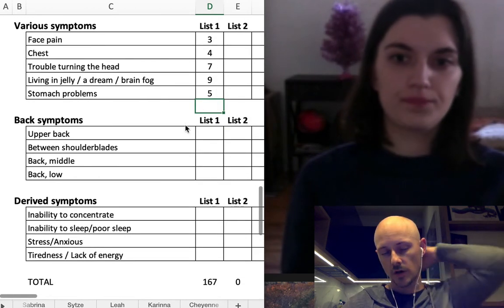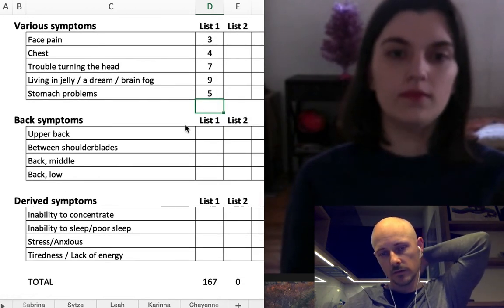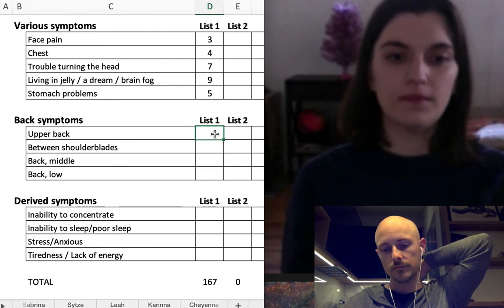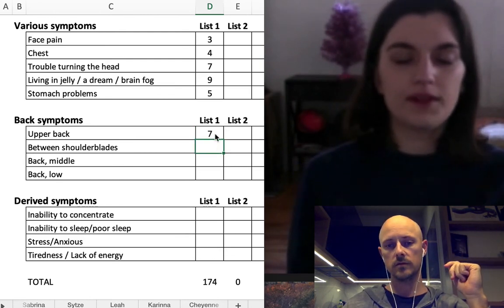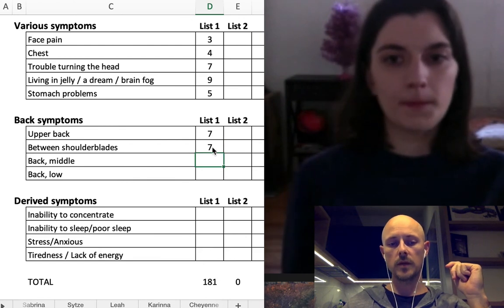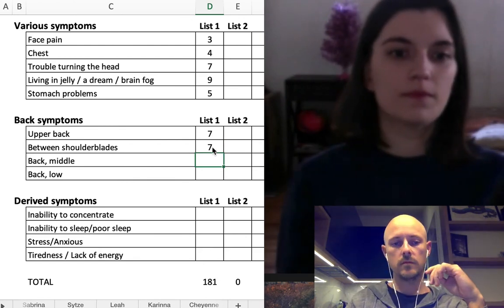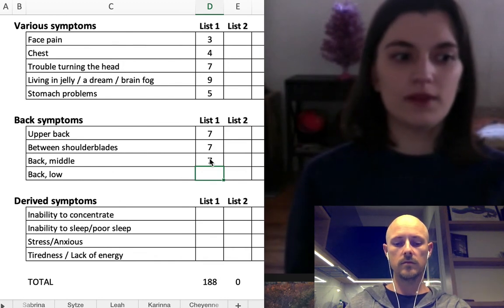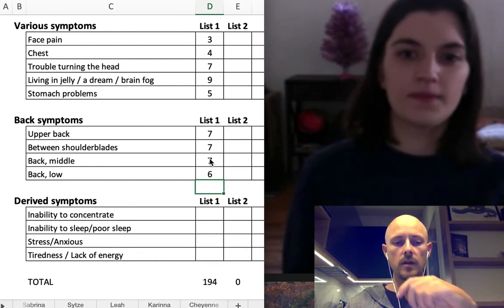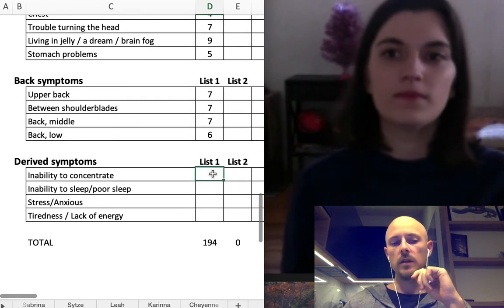And then we have pain in the upper back, so just below the neck area. 7. And then we have further down between the shoulder blades. 7. And then we have in the middle of the back. 7. And then in the lower back. 6. Yeah. And then we have an inability to concentrate.